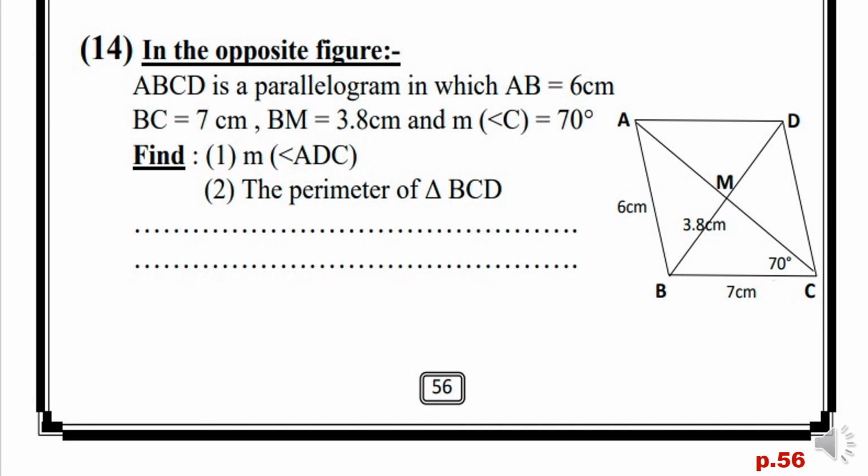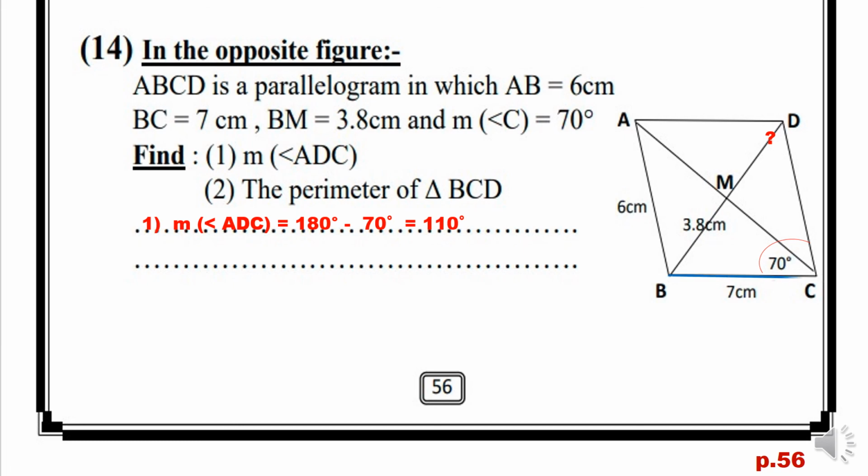Number 14. In the opposite figure, ABCD is a parallelogram in which AB equals 6 centimeter, BC equals 7 centimeter, BM equals 3.8 centimeter, and measure angle C equals 70 degrees. Find first measure angle ADC, second the perimeter of triangle BCD. To find ADC, I said before that the sum of two consecutive angles of the parallelogram is equal to 180 degrees. So here I have measure angle ADC equal 180 minus 70 degrees equal 110 degrees.